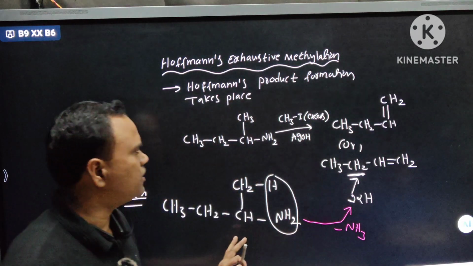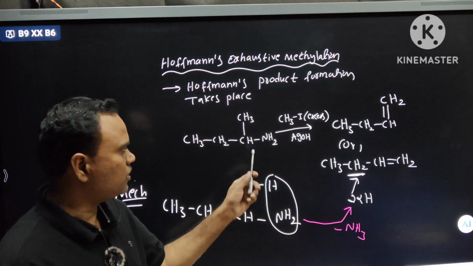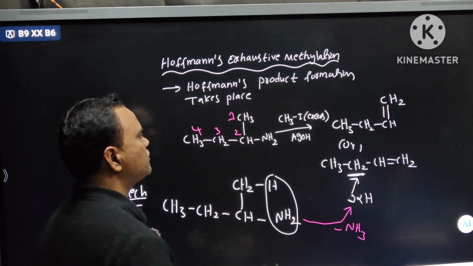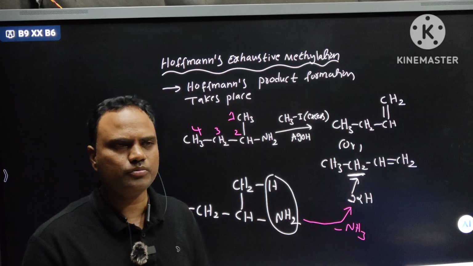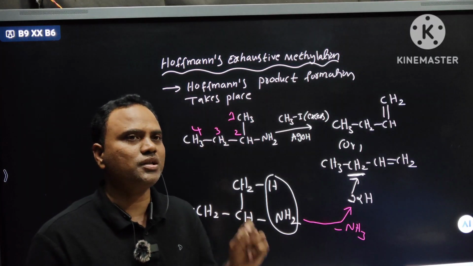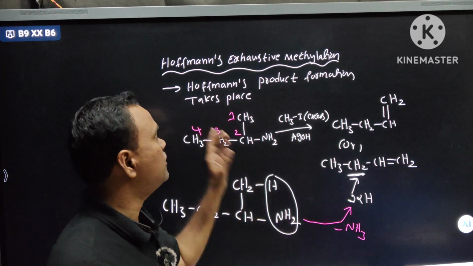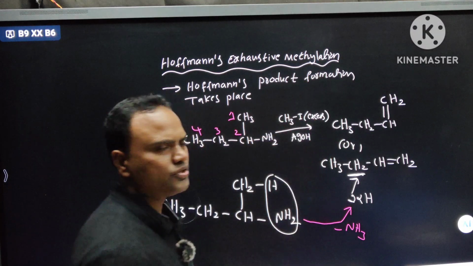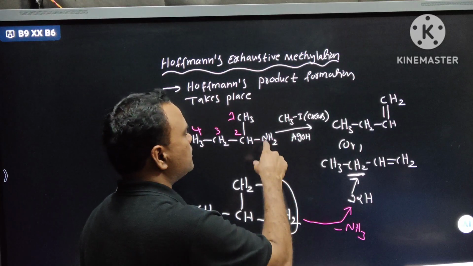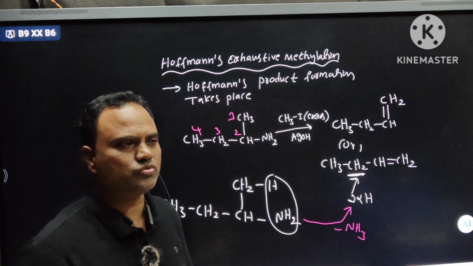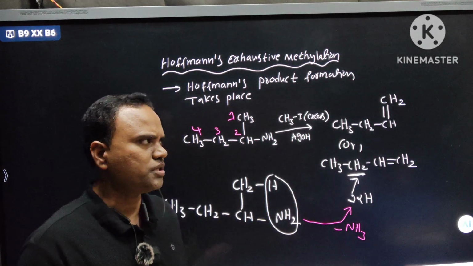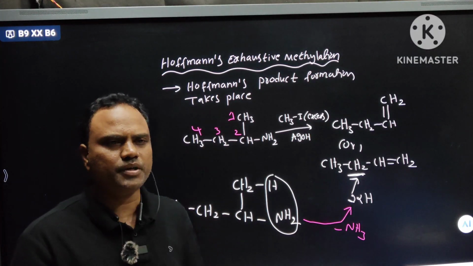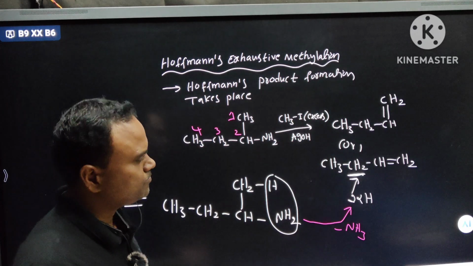For NEET level, this is sufficient. This example, what is its name? 1, 2, 3, 4, 2-butanamine. But the important point is that the less substituted alkene is the major product in Hoffman's exhaustive methylation. Exhaustive methylation means doing excess methylation. We will add methyl groups on the nitrogen atom. For JEE level, we will go with the mechanisms and different examples. For NEET level, basic information is sufficient.